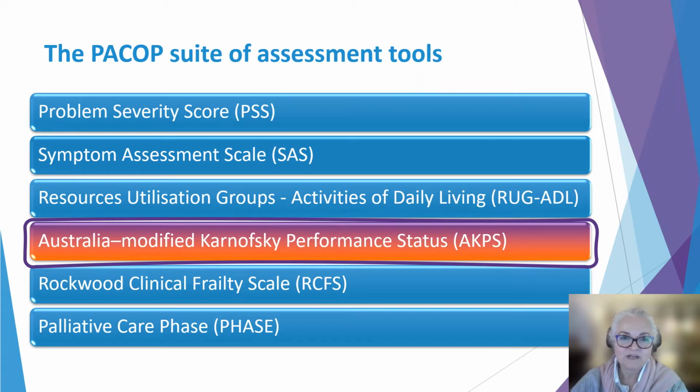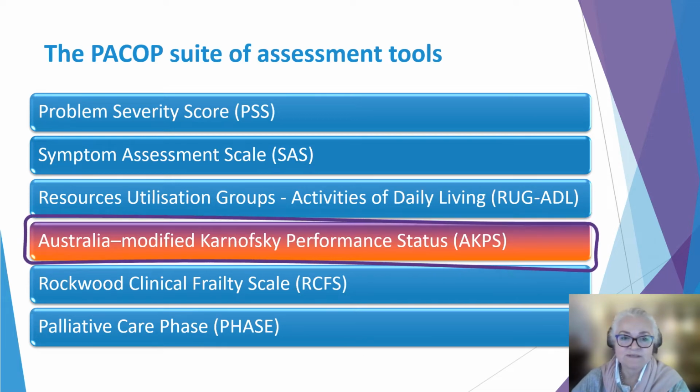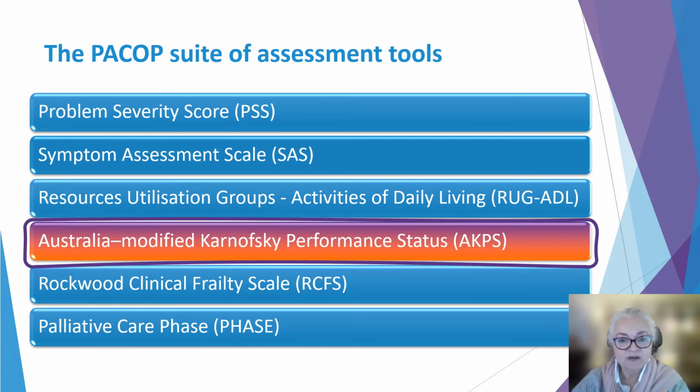The Australia Modified Karnofsky Performance Status is otherwise known as the AKPS. It's one of the 6 tools that we use in PACOP. It's used in the profile collection in routine resident assessments every 3 months. It's also used in the profile collection in the deteriorating resident tool, and the outcomes collection when a resident is being monitored for end-of-life care changes. So it's one of our fundamental tools in PACOP, one that we use in every collection that we have.